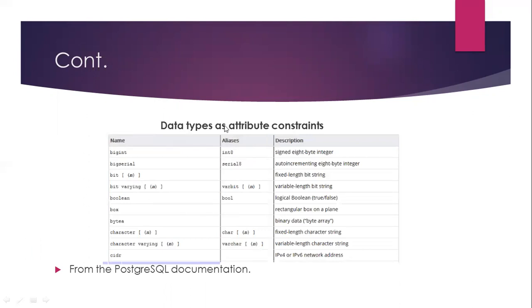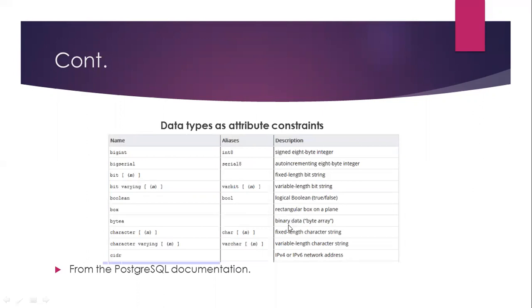Now we will discuss data types as attribute constraints. Bigint is used for signed 8-byte integer. Bit is used for fixed length bit string. Bit varying is used for variable length bit string. Boolean is used for logical boolean, true or false. Box is used for rectangular box on a plane.